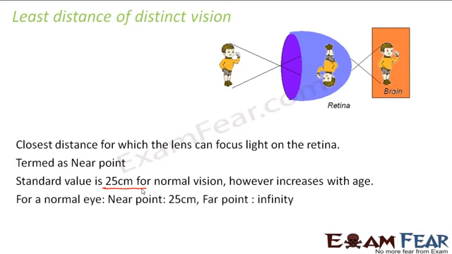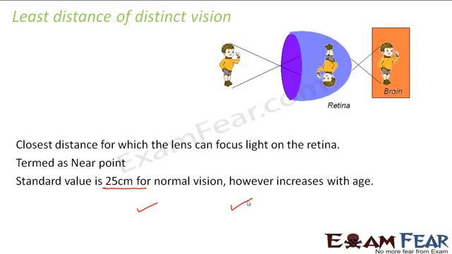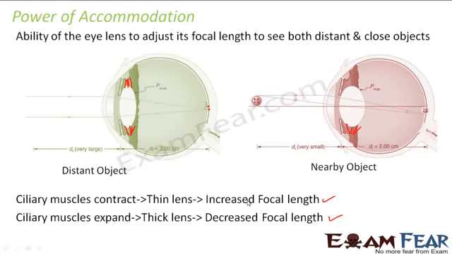So for a normal eye, the near point is 25 centimeters and the far point is infinity. The near point is the point where you can see closer objects clearly. The far point is the distance up to which you can see distant objects clearly. So the far point is infinity, because you can even view objects placed at infinity, since the image is still formed on the retina. As you can see in the previous slide, even if the object is at infinity, the ciliary muscles relax, the lens becomes thinner, and the focal length increases in such a way that the image is formed on the retina.